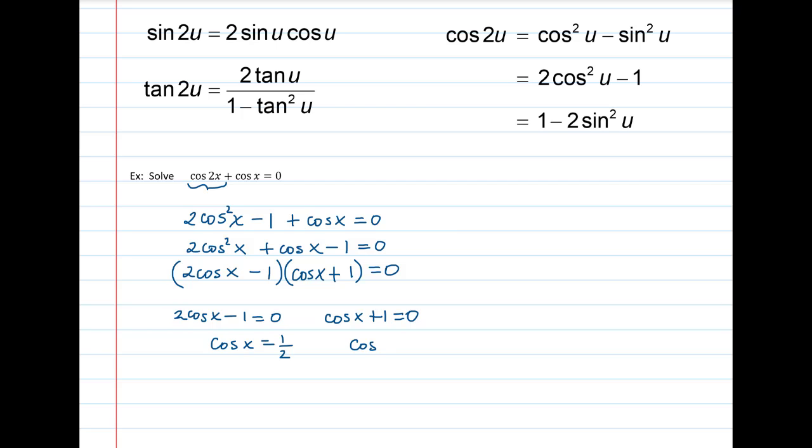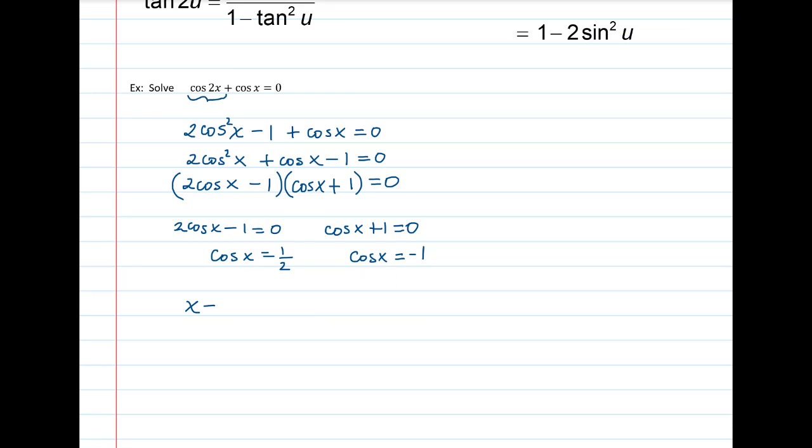So we're going to have cosine of x equal to 1/2 and cosine of x equal to -1, and then you're done with the algebra. From here you use your trigonometry. All of these values are from the unit circle, so when is cosine 1/2? It's positive in the first and fourth quadrants, so that would be pi/3 and 5pi/3.